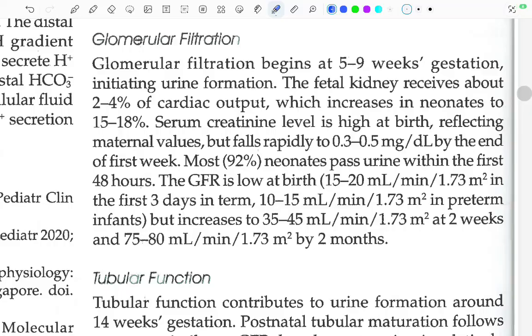Fine. So we read that the fetal kidney receives only about 2 to 4% of the cardiac output, which increases in neonates, where the kidneys receive about 15 to 18% of the cardiac output. Serum creatinine level is high at birth, reflecting the maternal values, but falls rapidly to 0.3 to 0.5 mg/dL by the end of the first week. Okay. And most, 92%, of neonates pass urine within the first 48 hours.